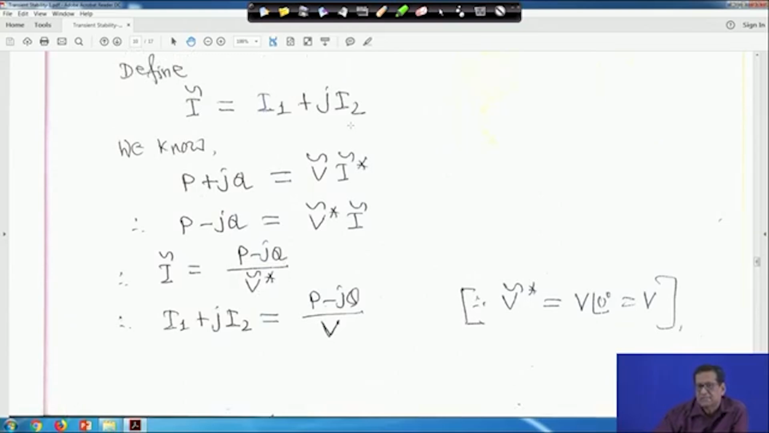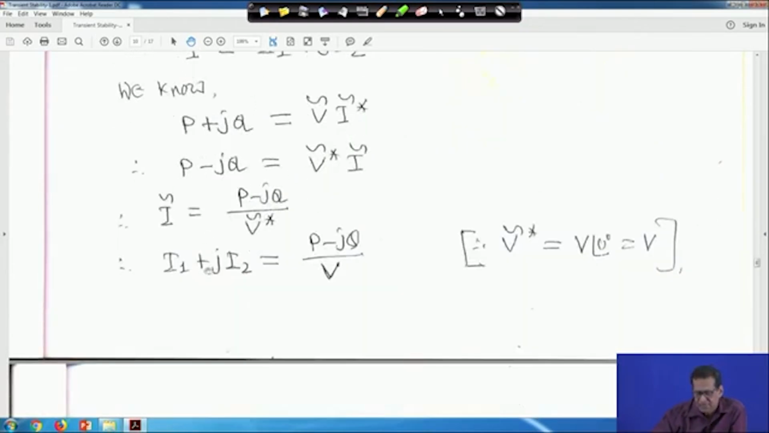So, I tilde is equal to P minus jQ upon V tilde conjugate, right. We have assumed I tilde is I1 plus jI2, that means I1 plus jI2 is equal to P minus jQ upon V, but we know that V tilde conjugate is equal to V angle 0, which is equal to V. That is why we have directly written it as V. This is V as a reference. If we take it, it makes our computation easier, right. So, it will be P minus jQ upon V, right.